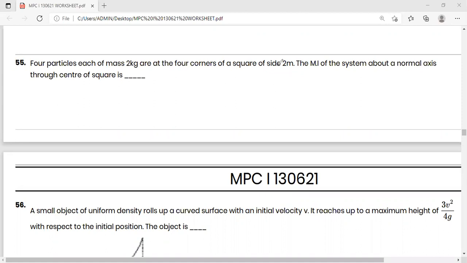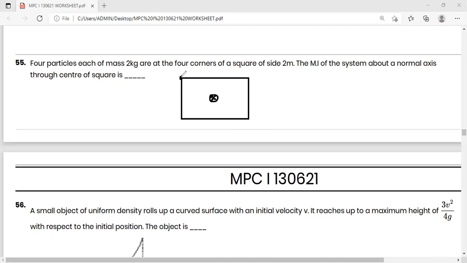Four particles, each of mass 2 kg, are at the 4 corners of a square of side 2 meters. The moment of inertia of the system about a normal axis through the center of the square. A square is taken, and at the 4 corners, 4 particles were taken whose masses are 2 kg each, and the length of each side is given as 2 meters. The question is to calculate the moment of inertia about an axis passing through the center of the square and normal to it.